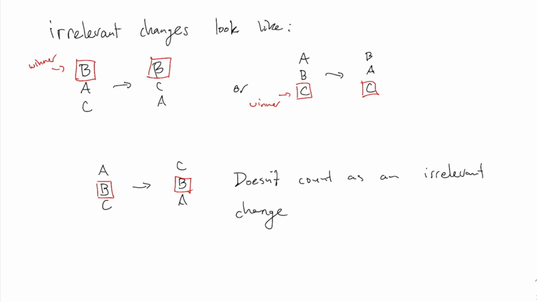Because we did here move someone from below the winner up to above. And when you do that, you would expect, if I'm moving someone from below the winner up to above, then maybe that should affect the results of the election. So that doesn't count as irrelevant. All right, this is the IIA.